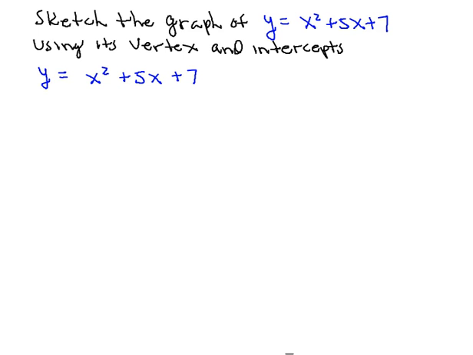Now for our next example of a quadratic function, where we're going to transform it into the form where we can recognize the vertex and axis of symmetry by the process of completing the square, we're going to take a look at the function y equals x squared plus 5x plus 7. And once we find the vertex, we're going to find the intercepts and then sketch the graph.